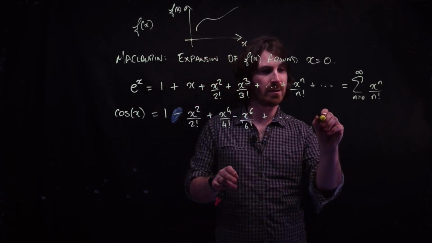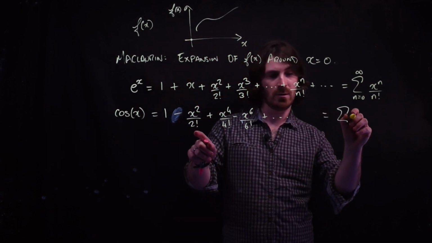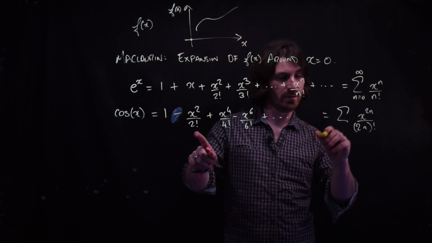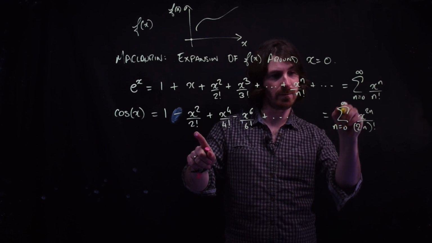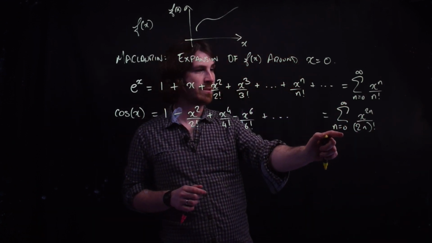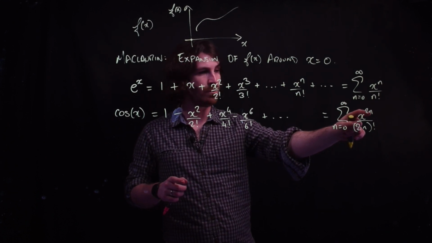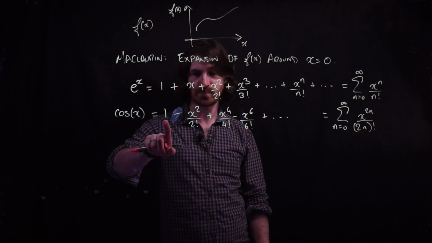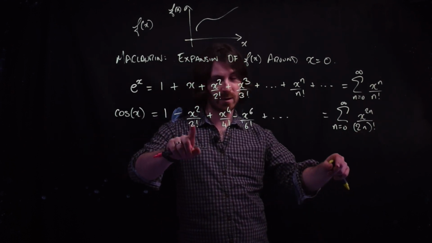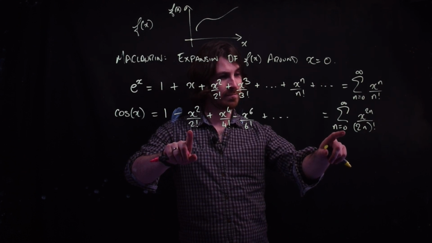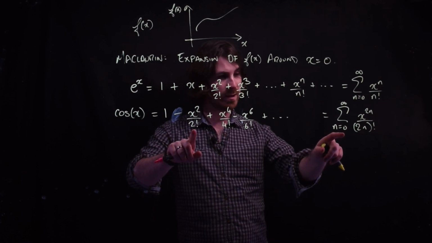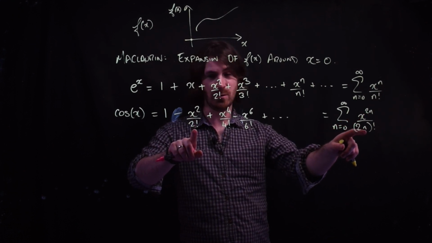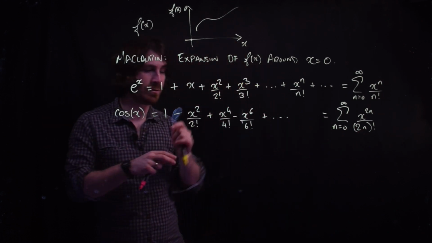We can write this as the sum of x to the 2n divided by 2n factorial from n equals 0 to infinity. And let's just check. If n equals 0, then we've got x to the 0, which is just 1, and 0 factorial is 1, so we get 1, that's our first term. If n equals 1, then we've got x squared divided by 2 factorial, and so on.